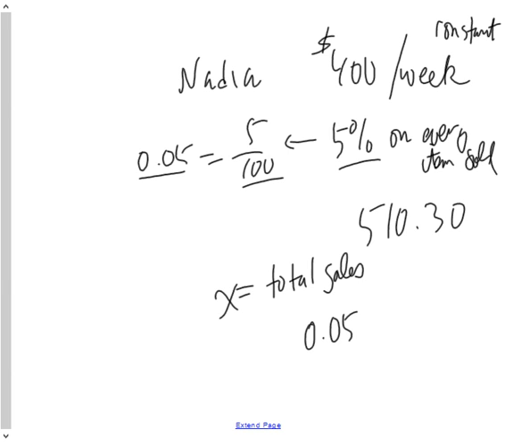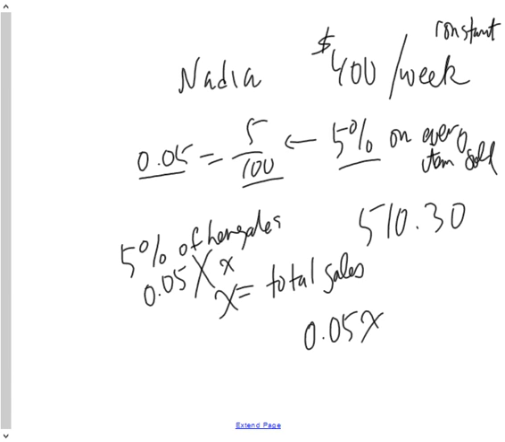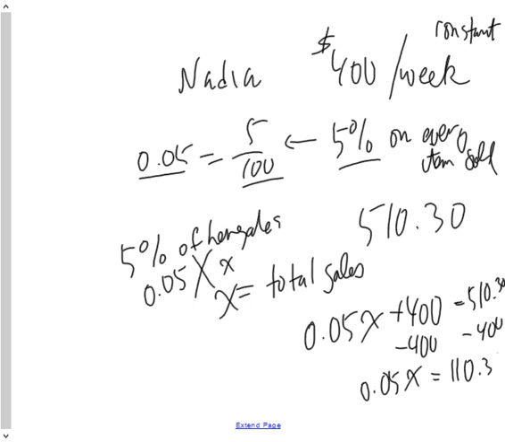So really, 5% of her sales, and 5% multiplied by X, is really a coefficient. So we have 5% of her sales, plus the $400 she receives if she didn't even sell anything. And at the end of the week, she had $510.30. Subtract that $400 off, and you would have the 5% commission she had on her sales equal to $110.30.